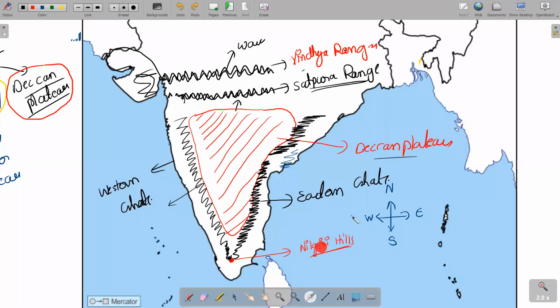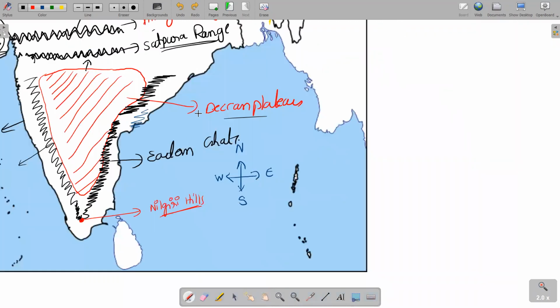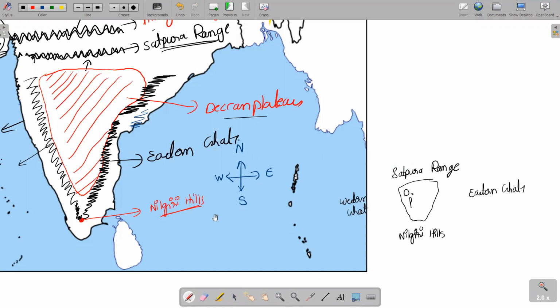Always remember, on the north side of the Deccan Plateau you have the Satpura range. On the south side you have the Nilgiri Hills. On the east side you have the Eastern Ghats, and on the west side you have the Western Ghats. You have to point out all these things with respect to the Deccan Plateau.